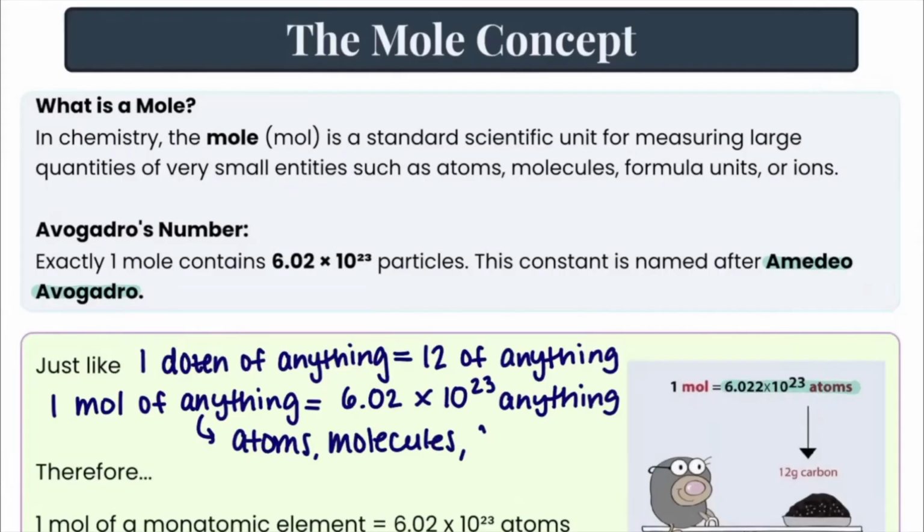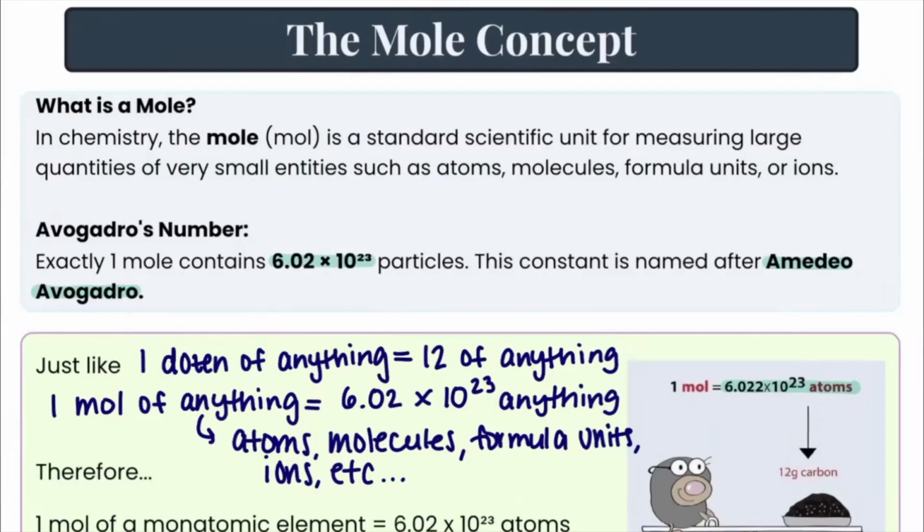And just as a little disclaimer, I do round to 3 sig figs, and most teachers and professors do the same. So it is okay, as long as your teacher allows it, to report Avogadro's number as 6.02 times 10 to the 23rd. But anyways, why do we even use the mole to begin with?